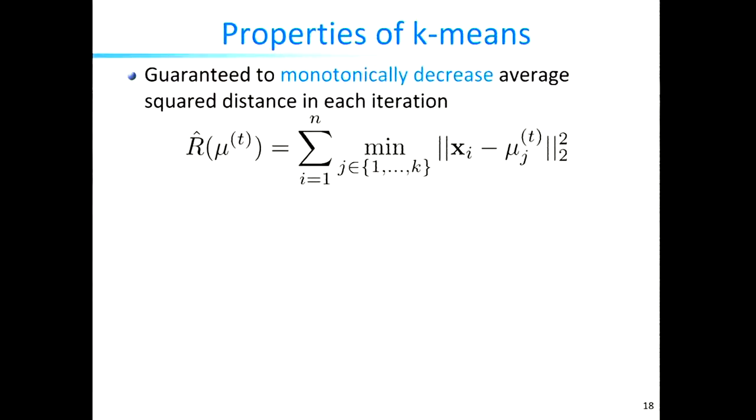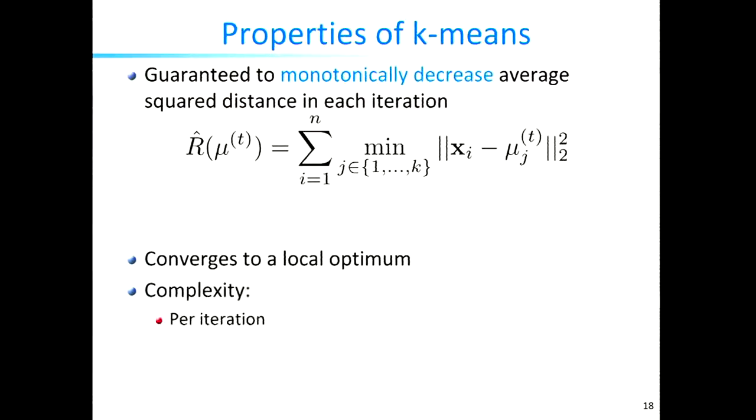Now what does it converge to? In general, only a local optimum. And the complexity per iteration, which I'd like to annotate here, we can try to work out. What is the work it does per iteration? There are 2 steps. There's the classification step, where we infer the class labels, these hidden variables, these latent class assignments, for each data point.